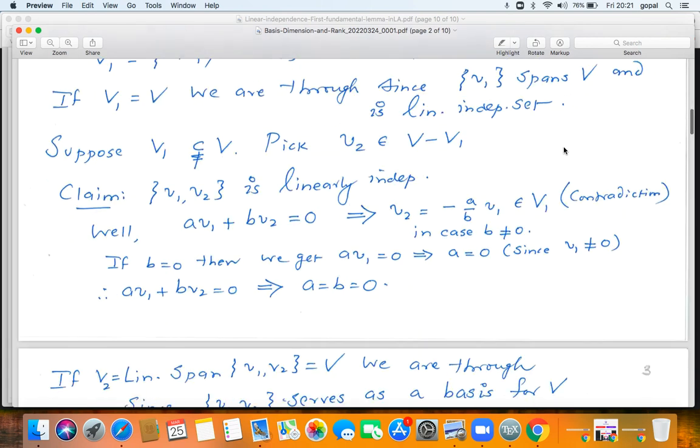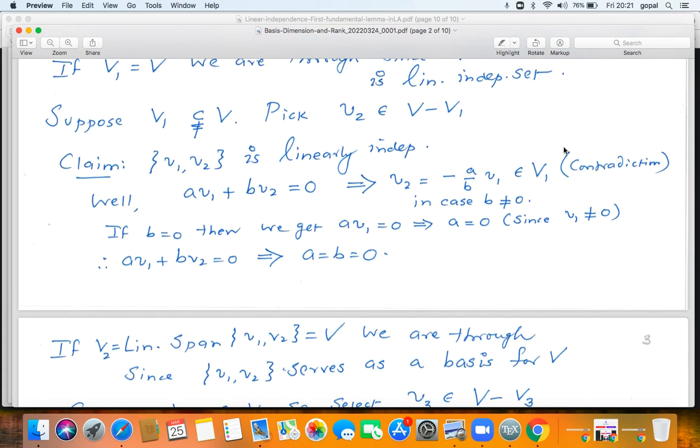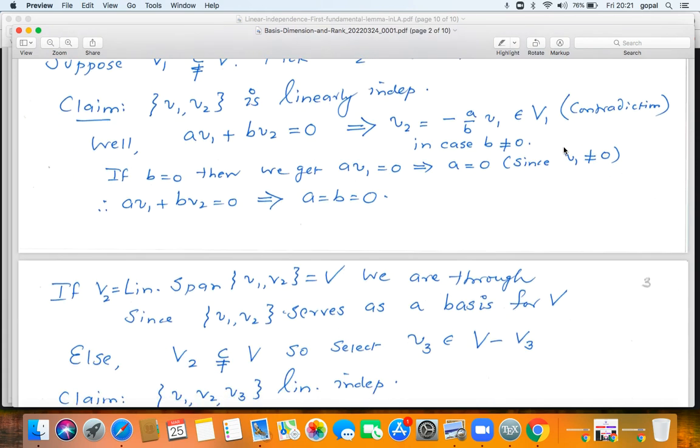So the set consisting of two elements V1 and V2 is linearly independent. And then now let us take the linear span of V1, V2, call it capital V2. Capital V2 is surely a subset of V, but if it happens to be equal to V, that means that the linear span of V1, V2 is the whole of V, and V1, V2 is linearly independent, so V1, V2 serves as a basis for V. Otherwise, capital V2 is a proper subset of V.